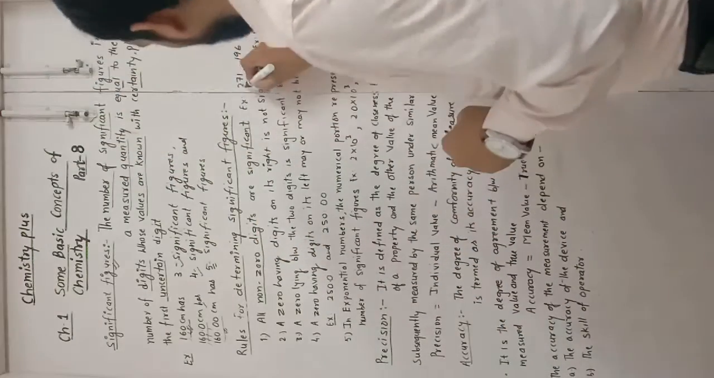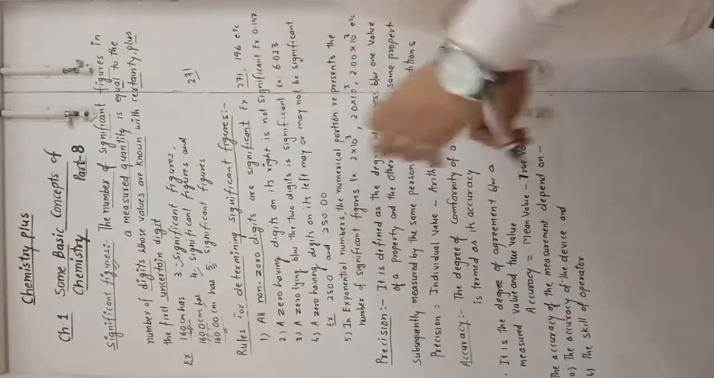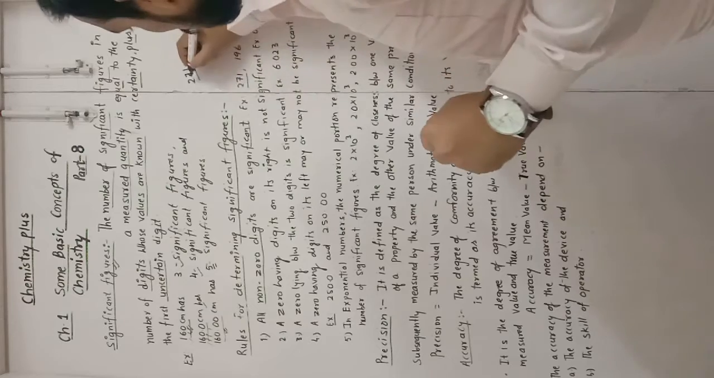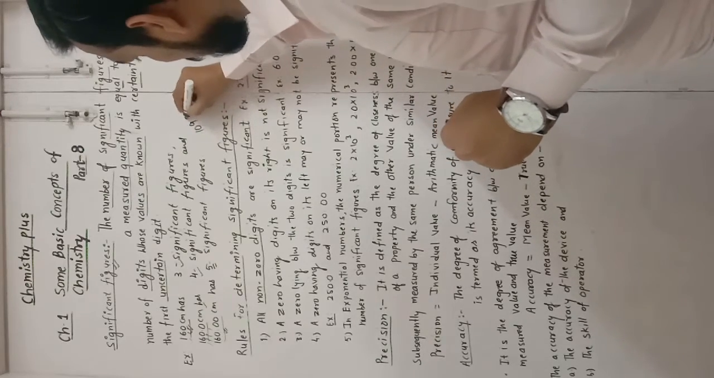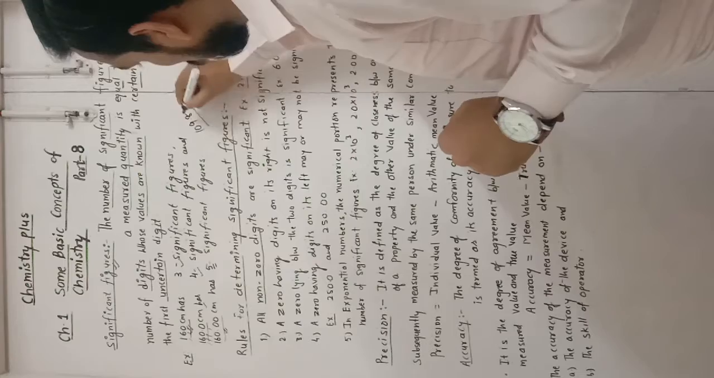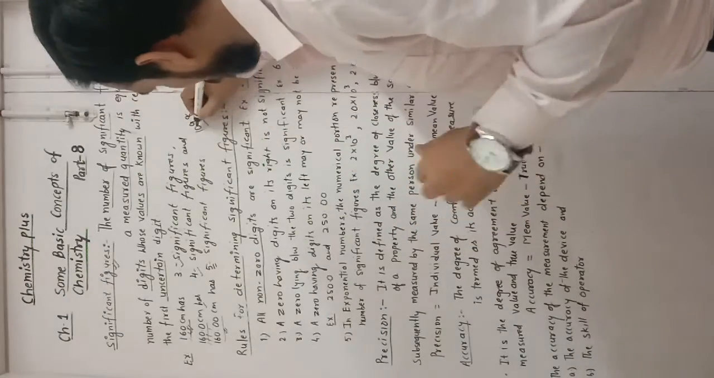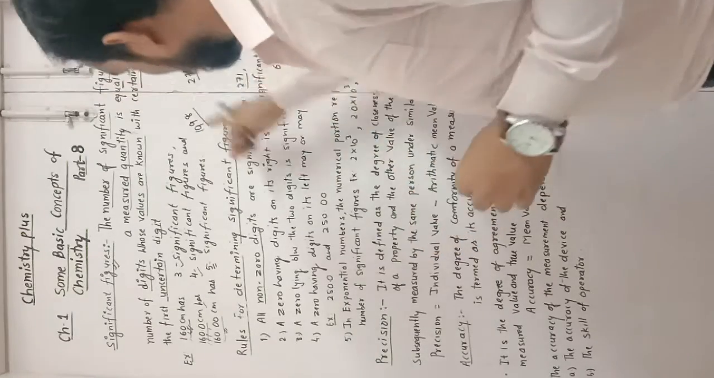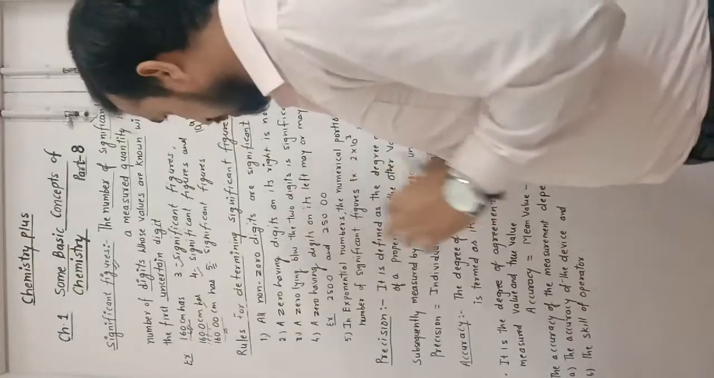For example, the number 271 consists of all non-zero digits, therefore it has three significant figures. If we take 1998, it consists of all non-zero digits, so here you can say it has four significant figures.